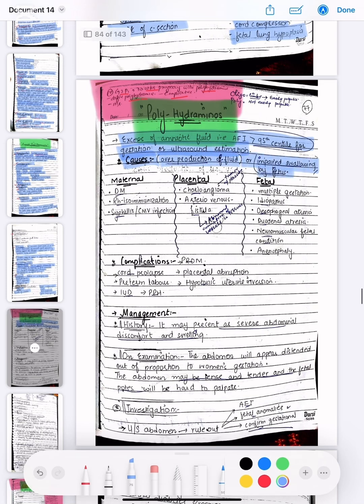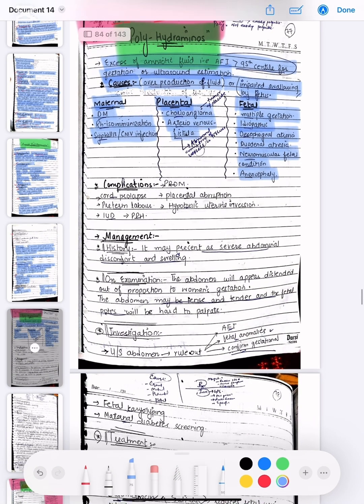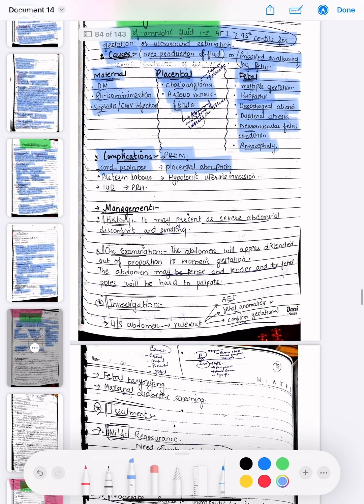Then we have the maternal, the placental, and the fetal causes. The maternal are diabetes mellitus and Rh isoimmunization and syphilis or cytomegalovirus infection. The placental causes are chorioangioma and arteriovenous fistula. The fetal causes are multiple gestation and idiopathic and esophageal atresia, duodenal atresia, neuromuscular fetal conditions, and anencephaly. The complications of polyhydramnios are premature rupture of membrane and cord prolapse and placental abruption, preterm labor and hypotonic uterine action, intrauterine death, and PPH, postpartum hemorrhage.